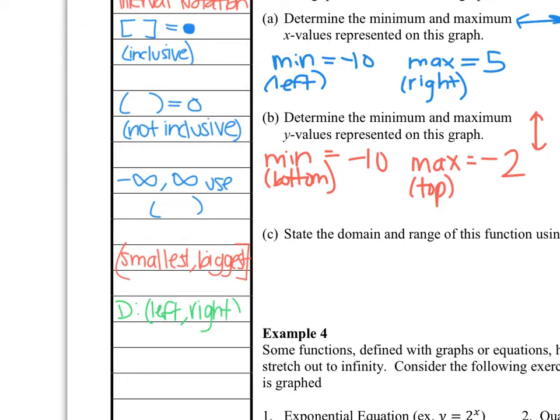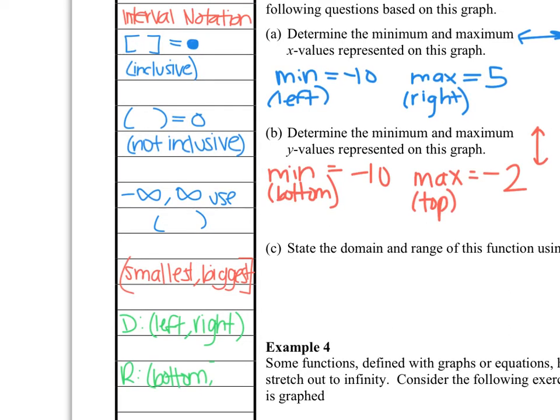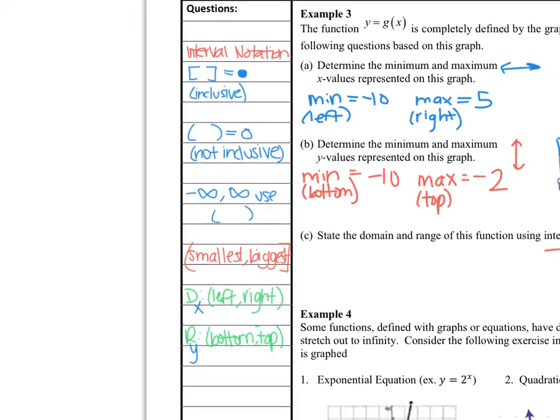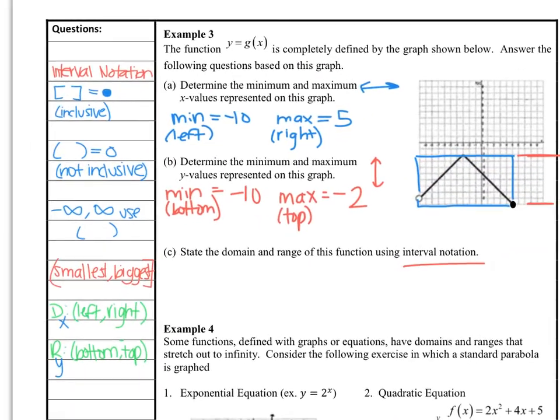For the range, we read from bottom to top. So it's the bottom number on the left side and the top number on the right side. So that's like min on the left, max on the right. And of course, again, domain is x's and range is y's. Okay? So now we're going to jump back to part C and put all of these things together.